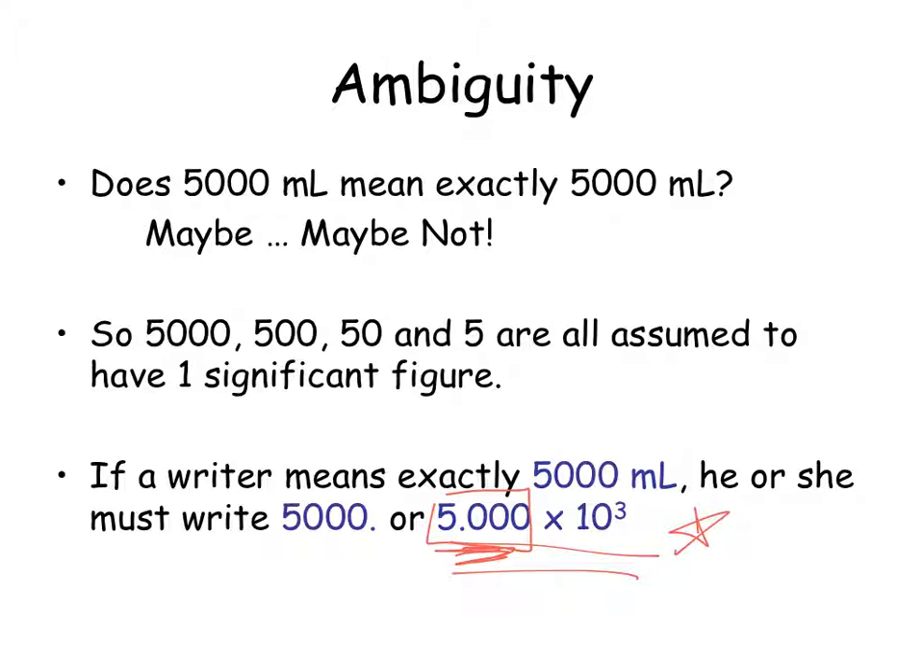So if it's exactly 5,000 milliliters, you would write 5.000. And now all these zeros are to the right of the 5 and to the right of the decimal, so they're all significant. So especially if you have a number with zeros in it, the best way to show that those zeros are significant is to write your number in scientific notation. And that takes away this ambiguity that might otherwise exist. So those are sig figs.